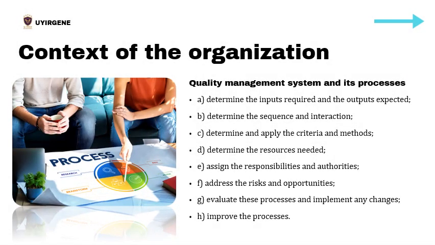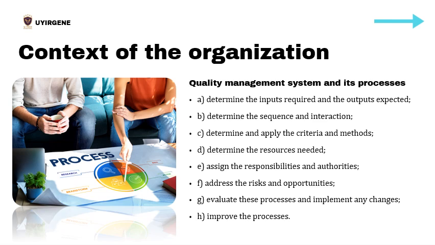Quality management system and its processes. The organization shall establish, implement, maintain and continually improve a quality management system, including the processes needed, and their interactions, in accordance with the requirements of ISO 9001 International Standard. The organization shall determine the processes needed for the quality management system, and their application throughout the organization, and shall determine the inputs required, and the outputs expected from these processes. Determine the sequence and interaction of these processes.